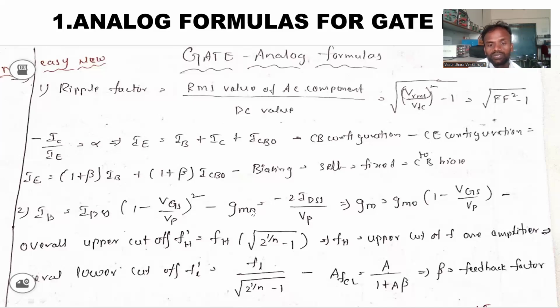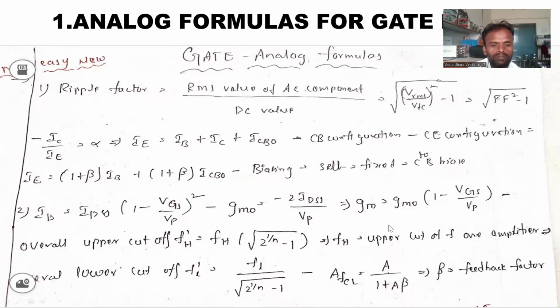Okay. So transconductance GMO equals minus 2 IDSS by VP. So there is a relation between this point and this point. Okay. GM equals GMO (1 minus VGS by VP).